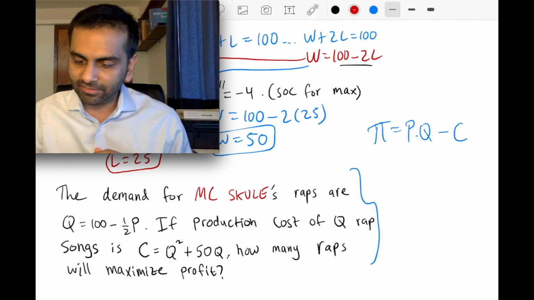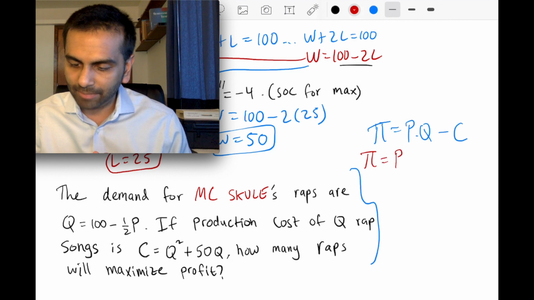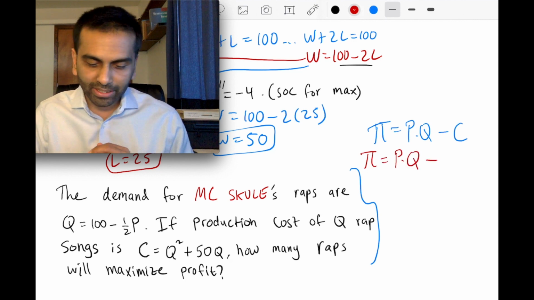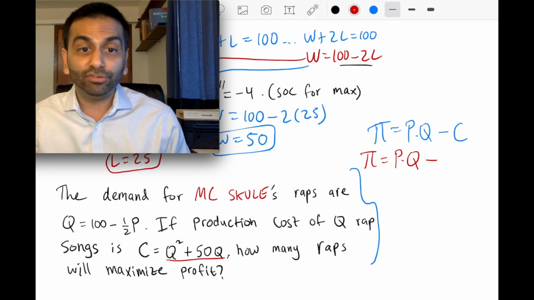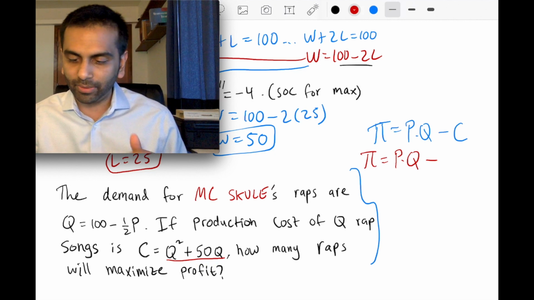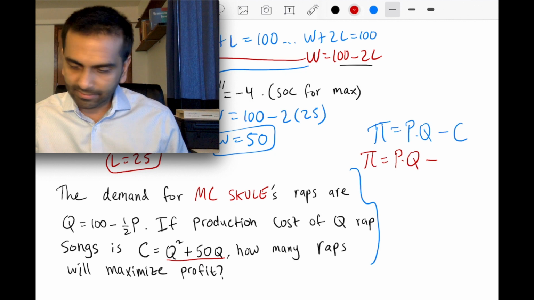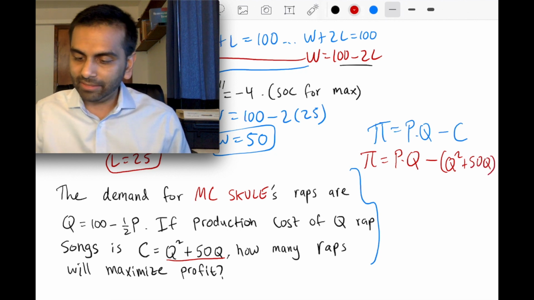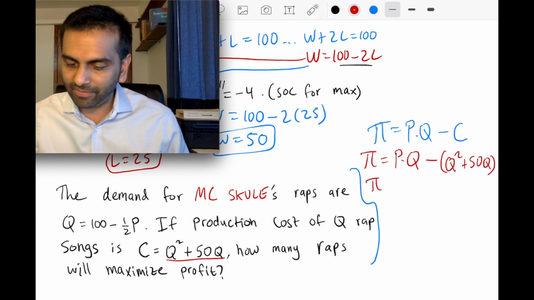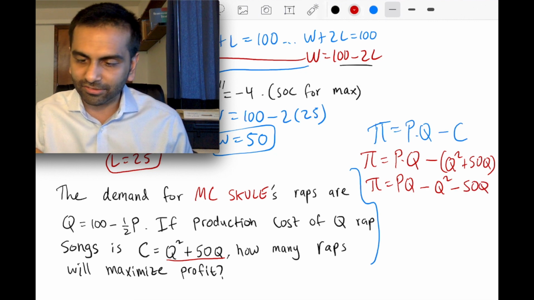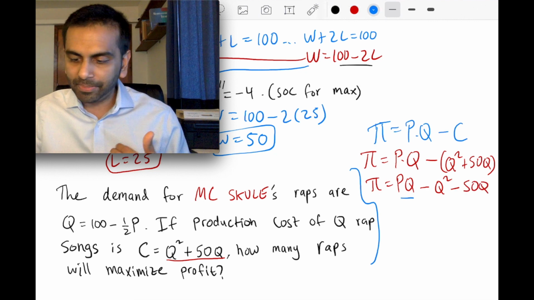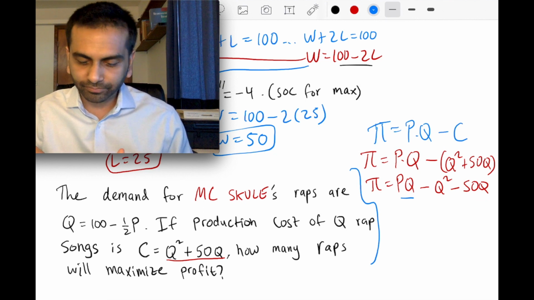And further, let's plug in stuff here. So P times Q minus, we're given the cost. The cost is this guy, Q squared plus 50Q. So if we use that constraint equation and plug that in here, we get minus, use parentheses, Q squared plus 50Q. And we could even distribute that negative, so our profit is PQ minus Q squared minus 50Q. So again, just to recap, this is our revenue that we bring in minus our cost.